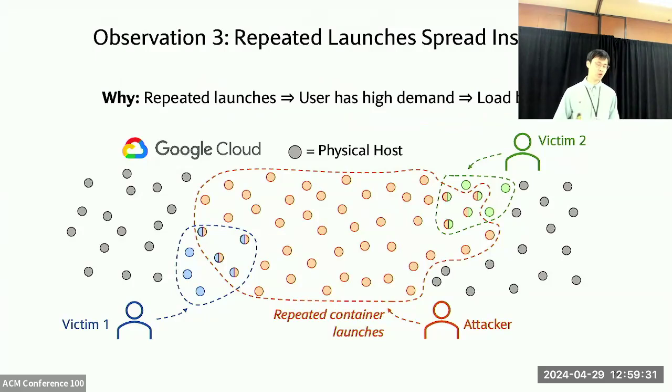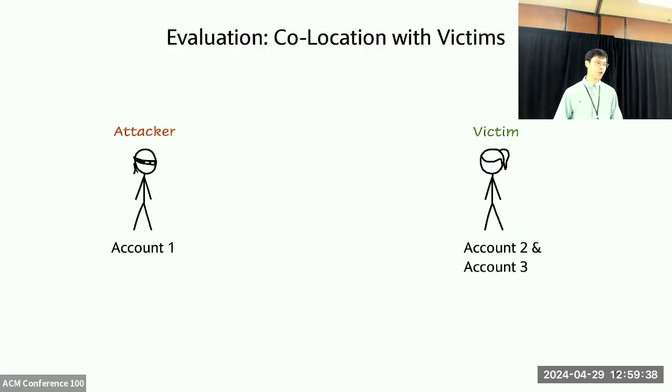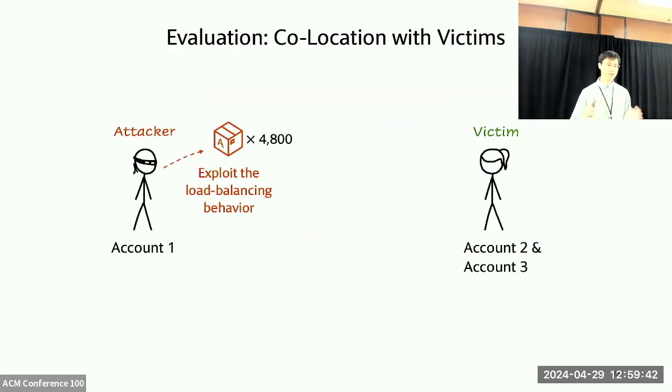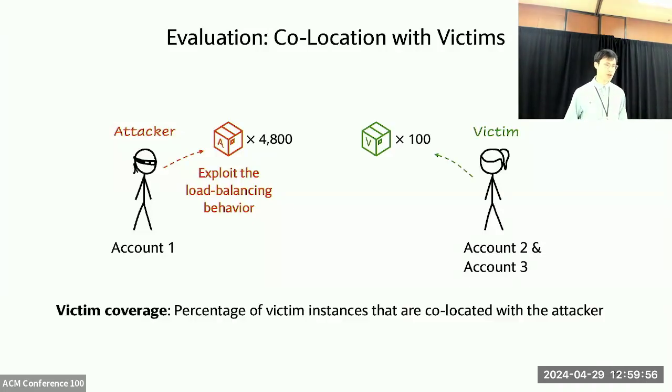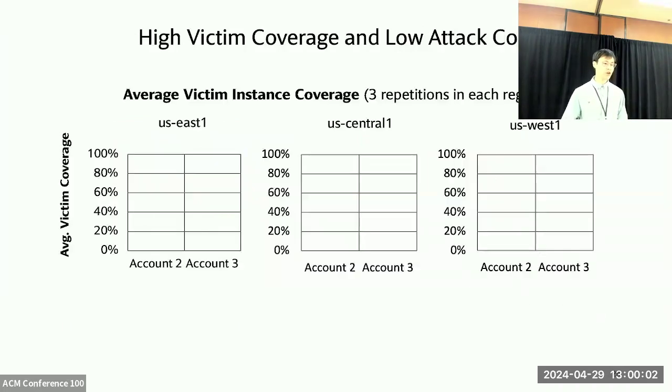And that's the behavior where we exploit it. To evaluate the efficacy of this strategy, in our evaluation, we use account 1 to represent the attacker who launches about 5,000 containers in the way that exploits this load balancing behavior. As for the victim, we use 2 different victim accounts, and each account launches 100 victim containers. We measure the victim coverage, which is the percentage of the victim instances that are actually co-located with the attacker. Here are the results.